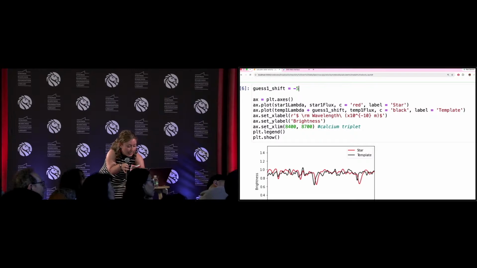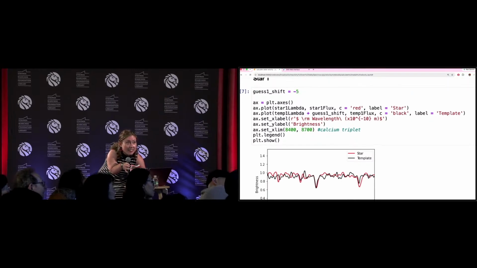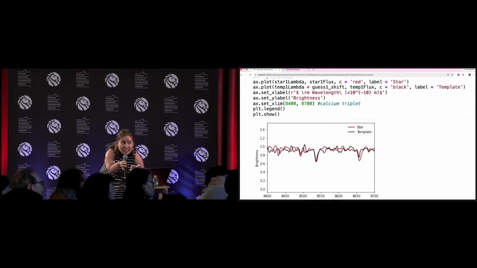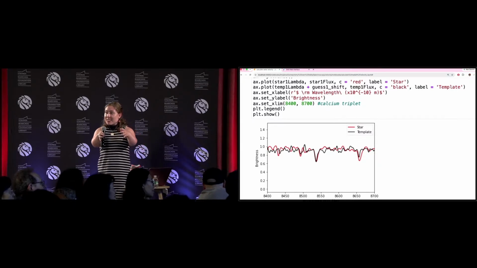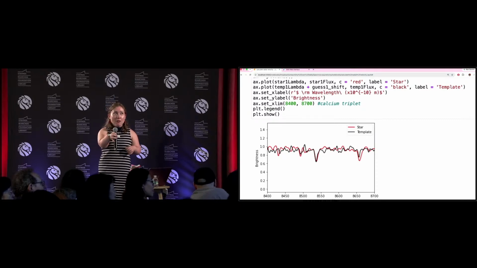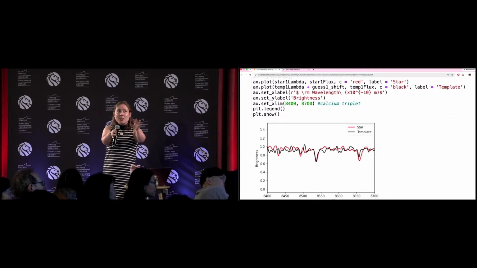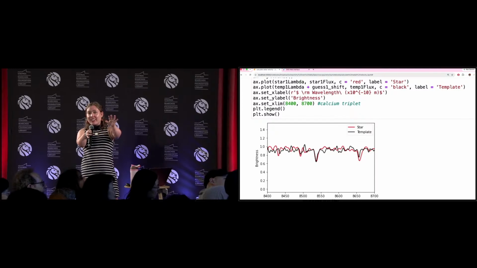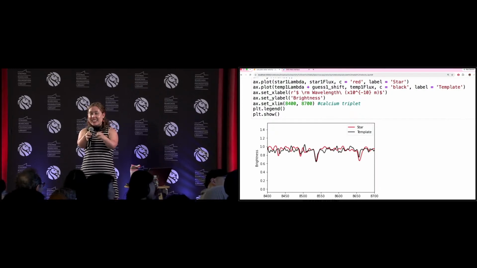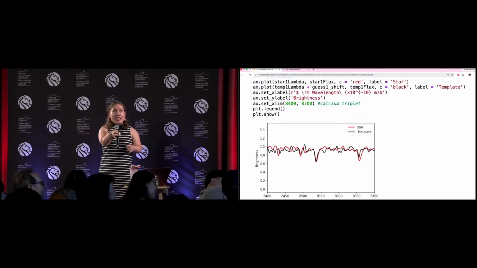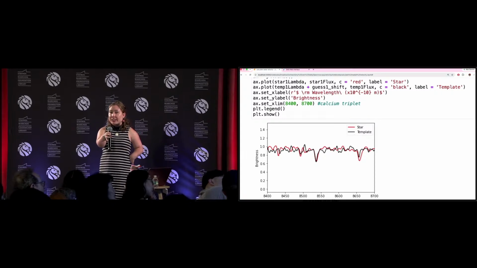All right, I like this. Let's just keep halving. Okay, that looks pretty good. This is where, as astronomers, we have to decide, is that pretty good enough for us? We can get way too anal about this and try to get it exact, but for this purposes, we'll say that's good enough. So what we did is we moved the template 5 times 10 to the negative 10 meters.